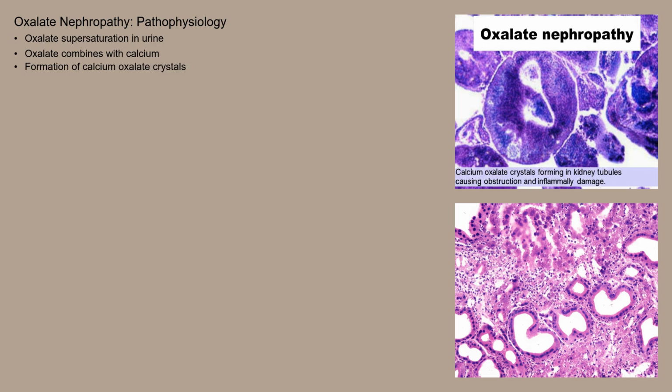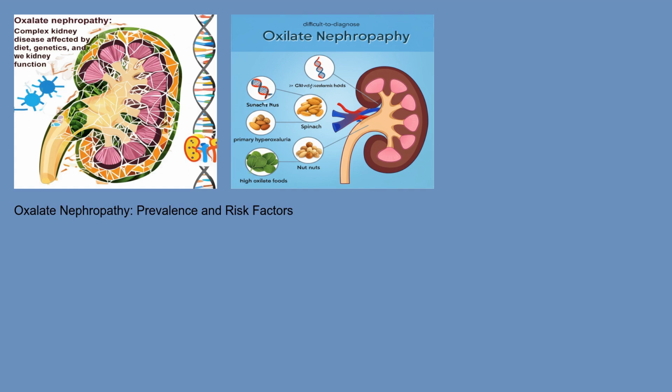This crystal deposition triggers an inflammatory response, causing tubular injury, fibrosis, and ultimately a decline in kidney function. The accumulation of crystals obstructs the normal flow of urine, further exacerbating the damage. Oxalate nephropathy's exact prevalence is difficult to determine, as it often goes undiagnosed.